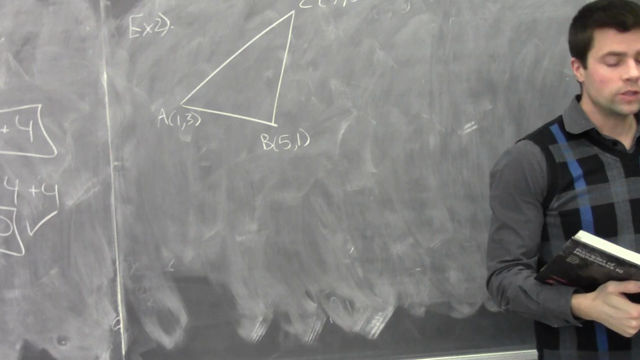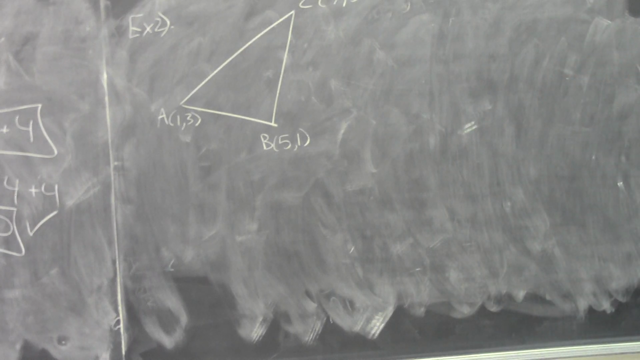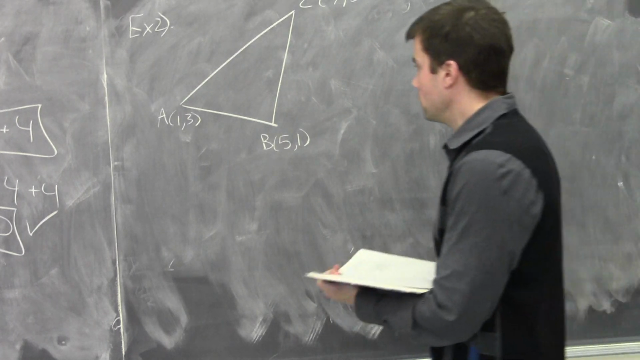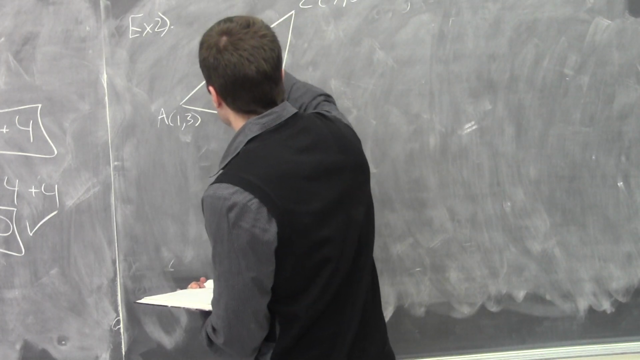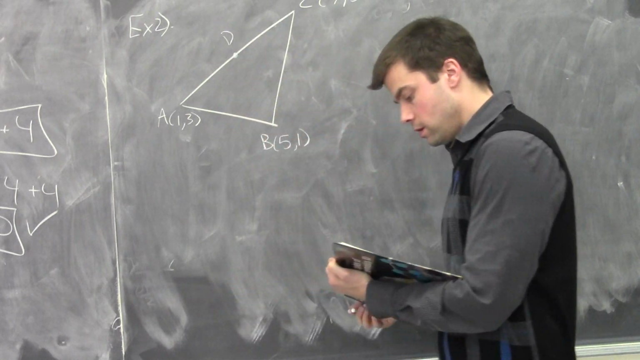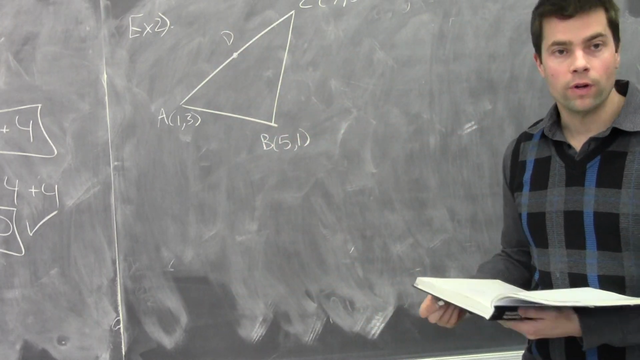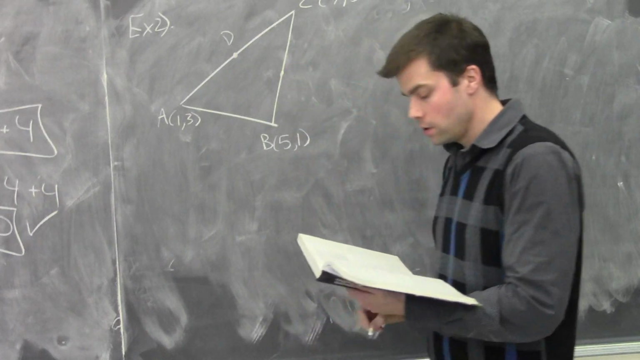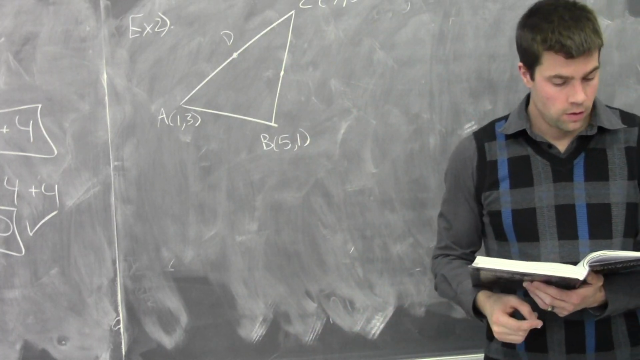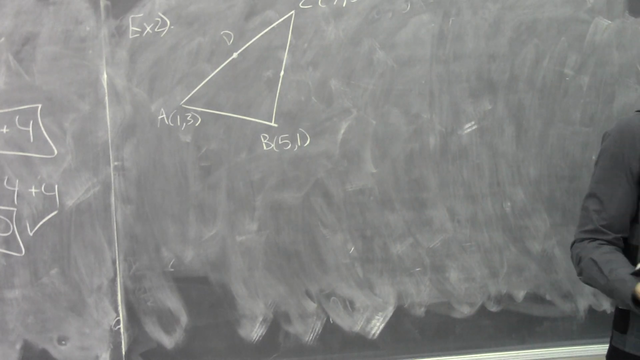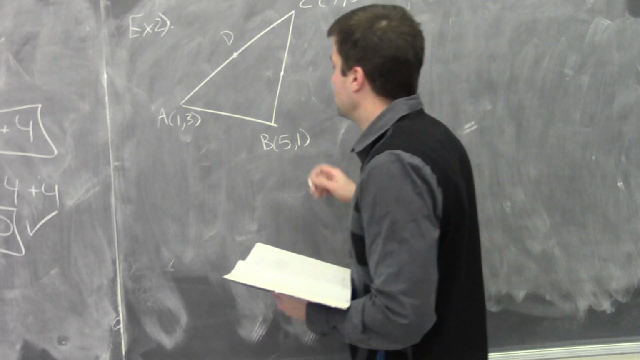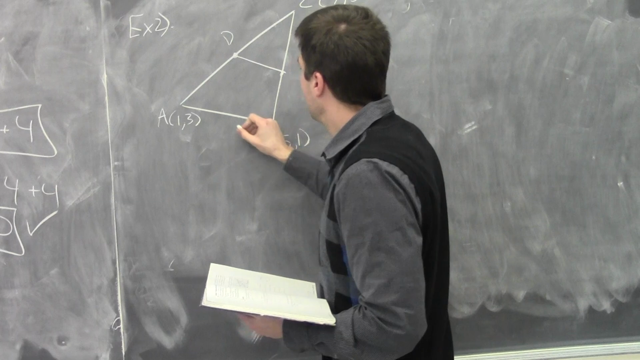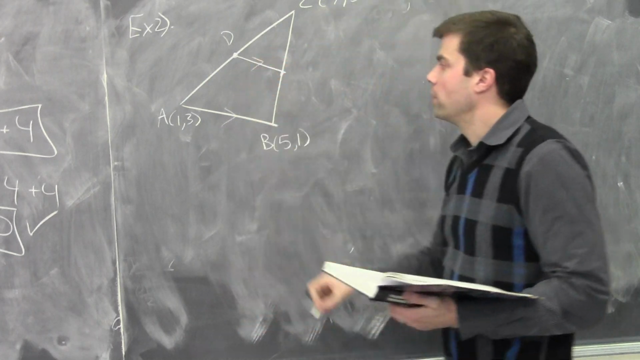Okay, the question reads, in triangle ABC, D is the midpoint of side AC, so we have a midpoint here, and E is the midpoint of side BC, which is here. Verify that line segment DE is parallel to AB. So we want to check that this line is parallel to this line.